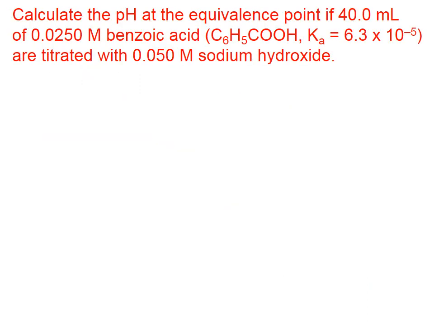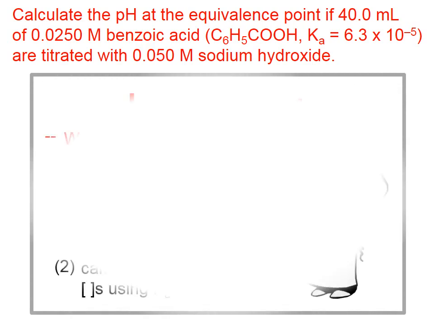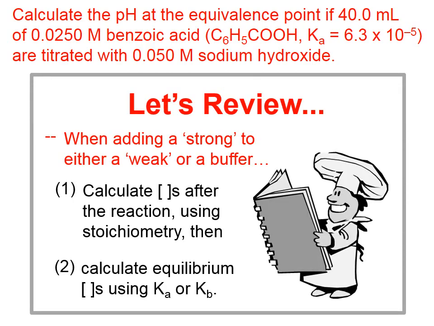We're going to calculate the pH at the equivalence point if 40 mL of 0.025 molar benzoic acid, which is a weak acid, are titrated with some strong base. But first, let's review. When we add a strong base to either a weak acid or a buffer, and that's what we're doing here, we first need to calculate the concentrations after the reaction using stoichiometry, and then calculate the equilibrium concentrations using Ka or Kb. We need to do the reaction first using moles, and then we need to do an equilibrium calculation using molarity.